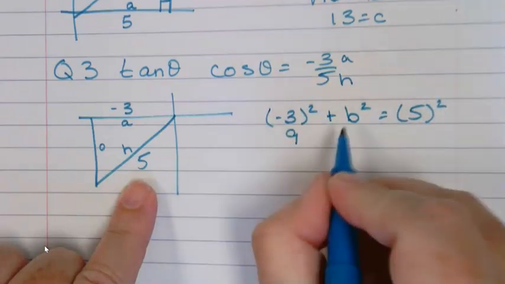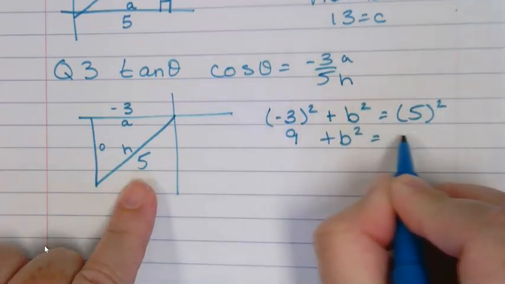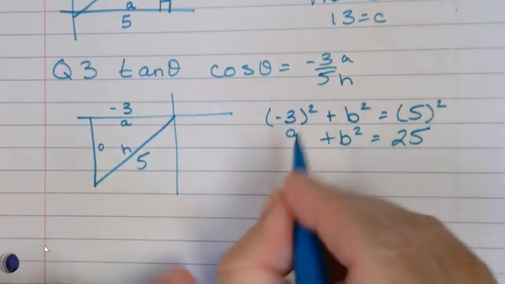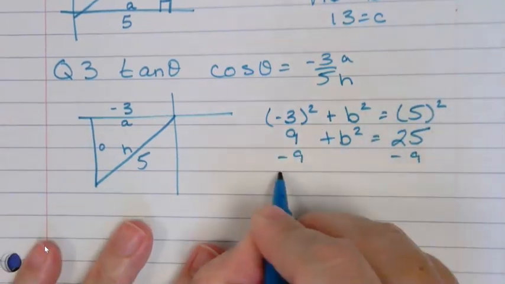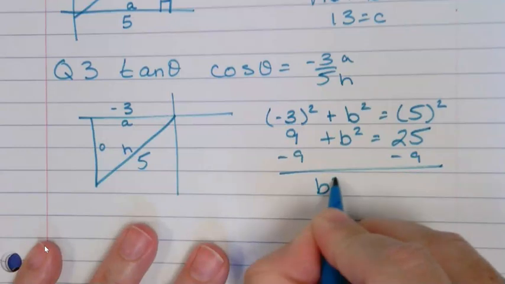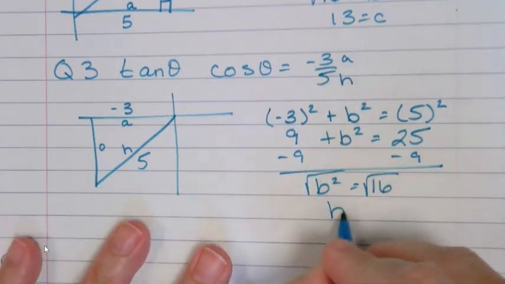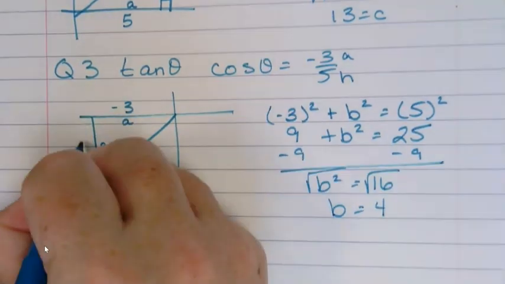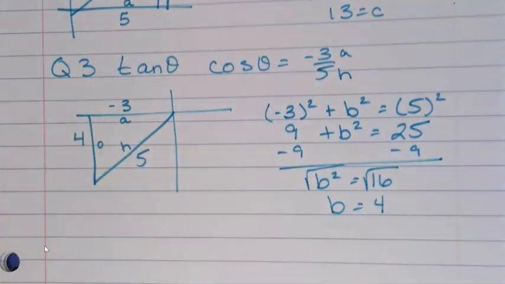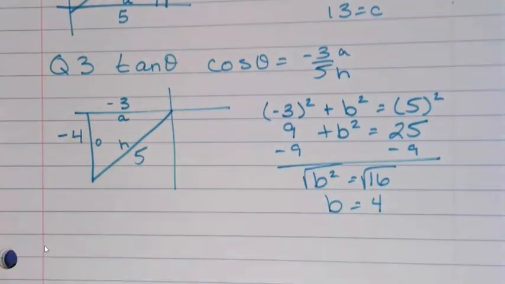Okay, so 9 plus B squared equals 25. Subtract 9. So B squared equals 16. Take the square root of 16, and B equals 4. So we're going to put a 4 here. But remember, what quadrant are we in? That's correct. We're in that negative one.